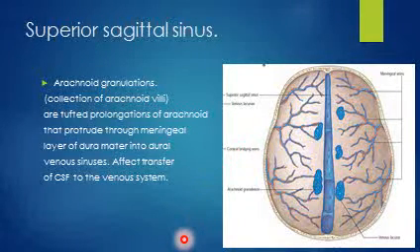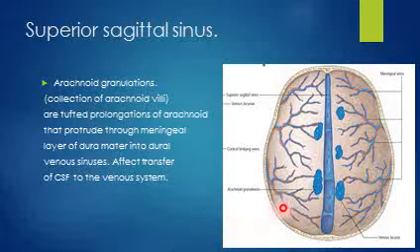What are arachnoid granulations? Collections of arachnoid villi. These are tufted prolongations of arachnoid that protrude through meningeal layer of dura mater into dural venous sinuses, and they affect the transfer of CSF into venous system.